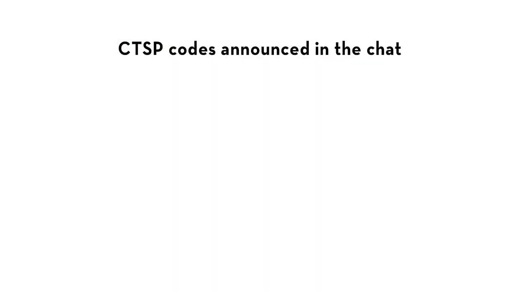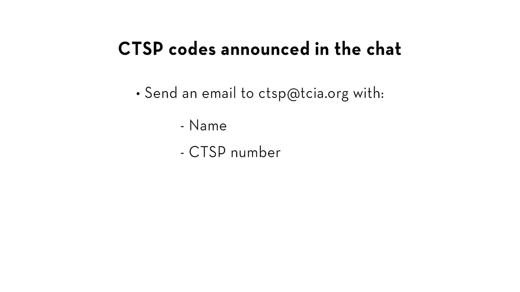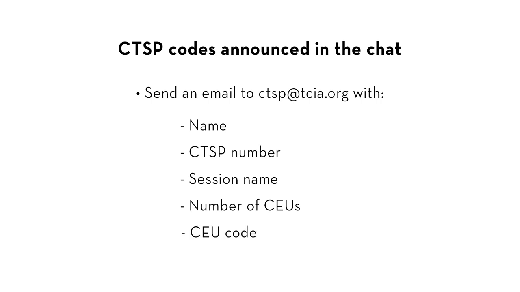CTSP approved sessions will also have a code announced in the chat. For those that need CTSP credit, capture the code and send an email to ctsp@tci.org with your name, CTSP number, session name, number of CEUs, and the CEU code.